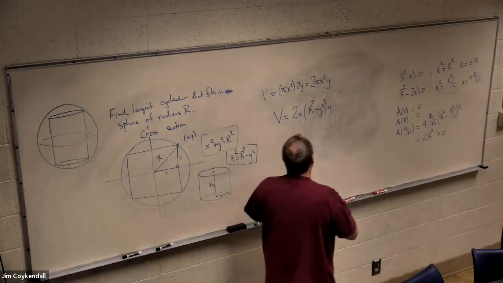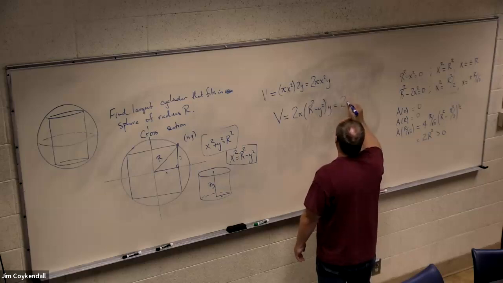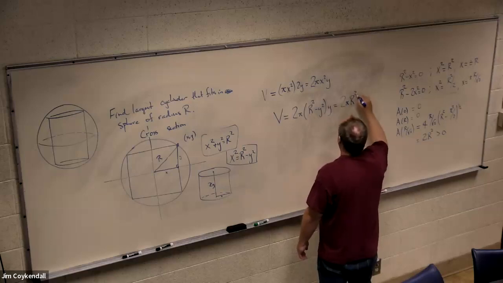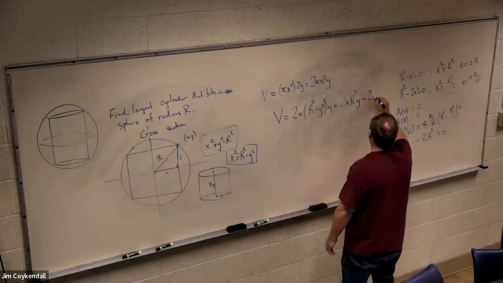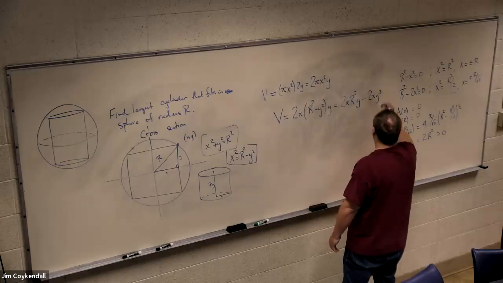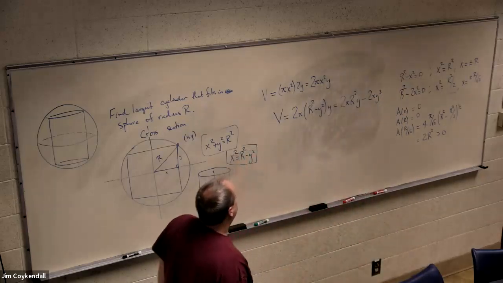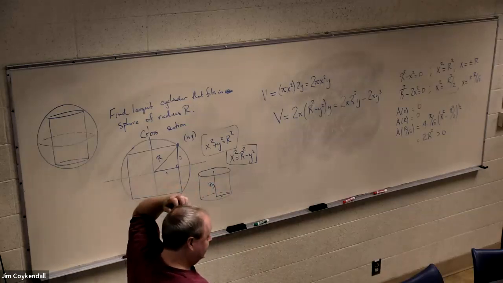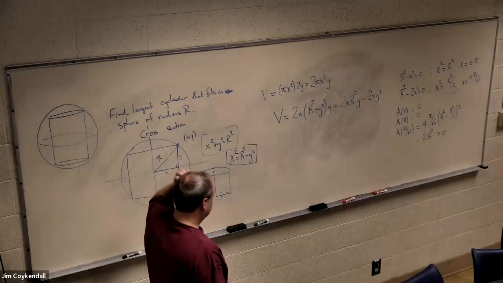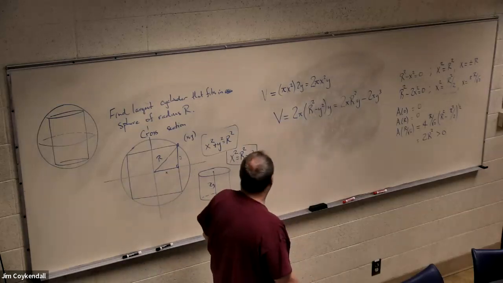So let's just shove it in for X squared. In this case, this is actually 2 pi R squared Y minus 2 pi Y cubed. Either way, it's important. This is my equation for volume.